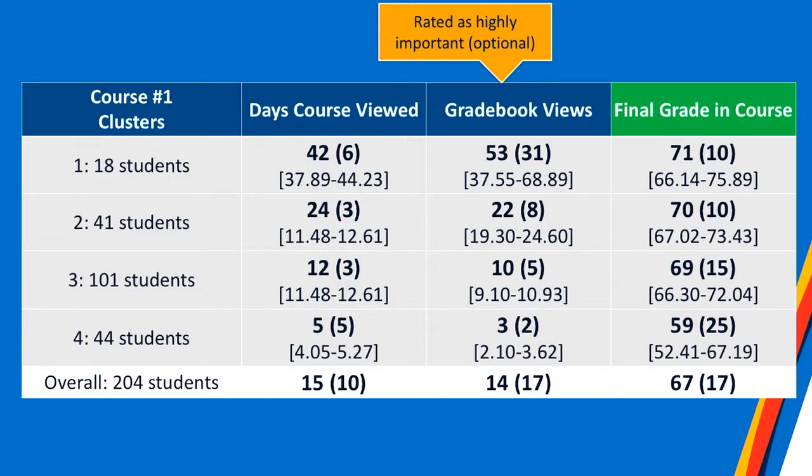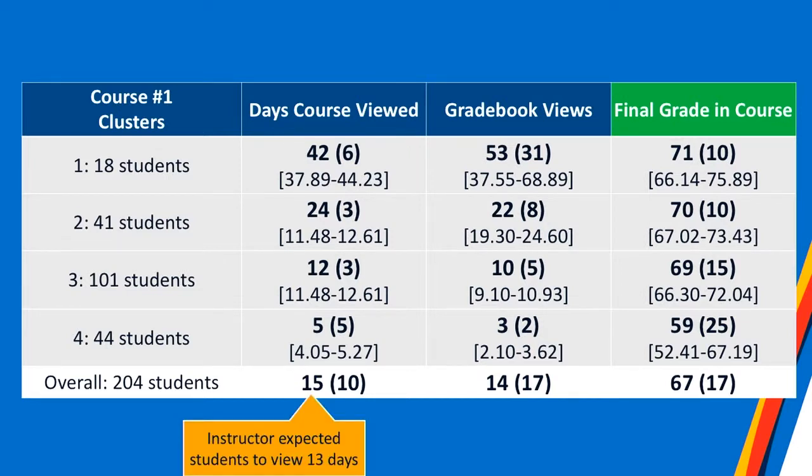The instructor expected students to view the course 13 days. It was a 13-week semester, so he's expecting them to look at their grades once a week. There were some students in cluster 1 who viewed the course overall 42 different days, and they looked at their grade book 53 times. But you can see that their final grade is pretty much the same as the other 3 clusters. And then in the 4th cluster, there were students who only looked at their grade book 3 times during a semester.